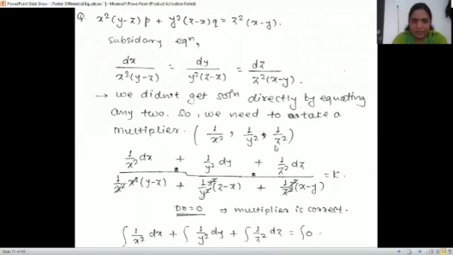What the multipliers are is, we have to choose such terms so that if we multiply this capital P with the first multiplier, plus if we multiply this Q with the second multiplier, and if we multiply that capital R with the third multiplier, and if we add them, this thing should be 0, right?